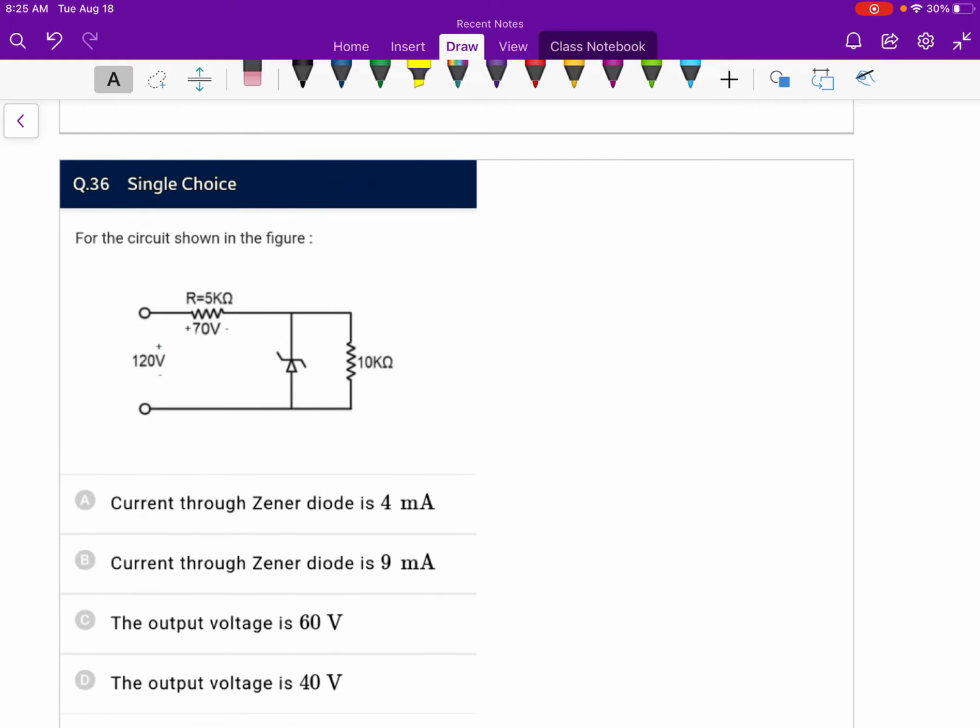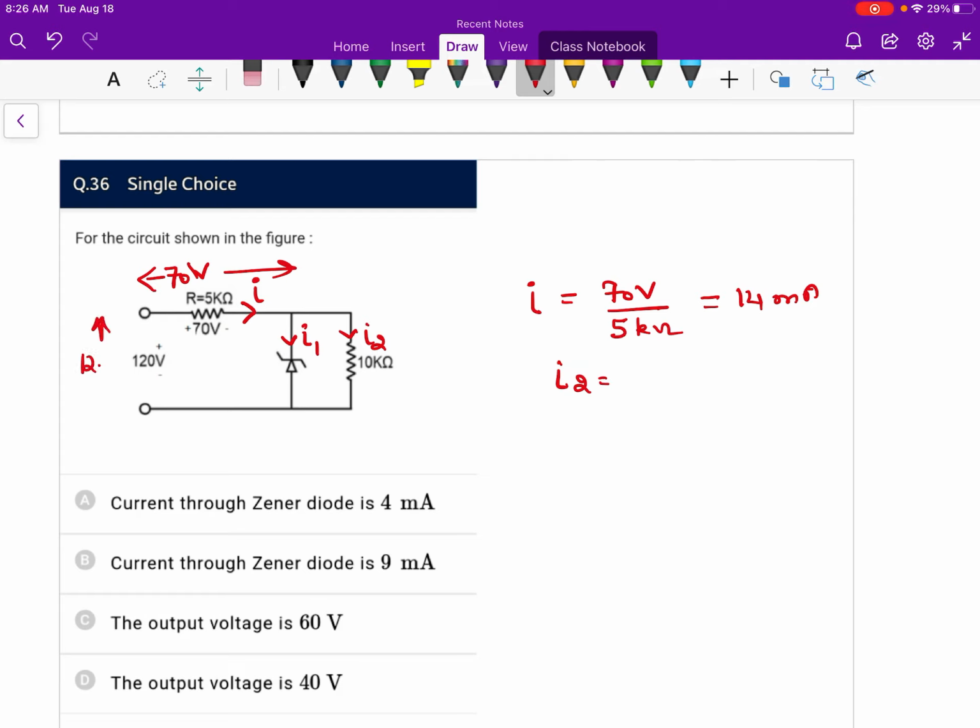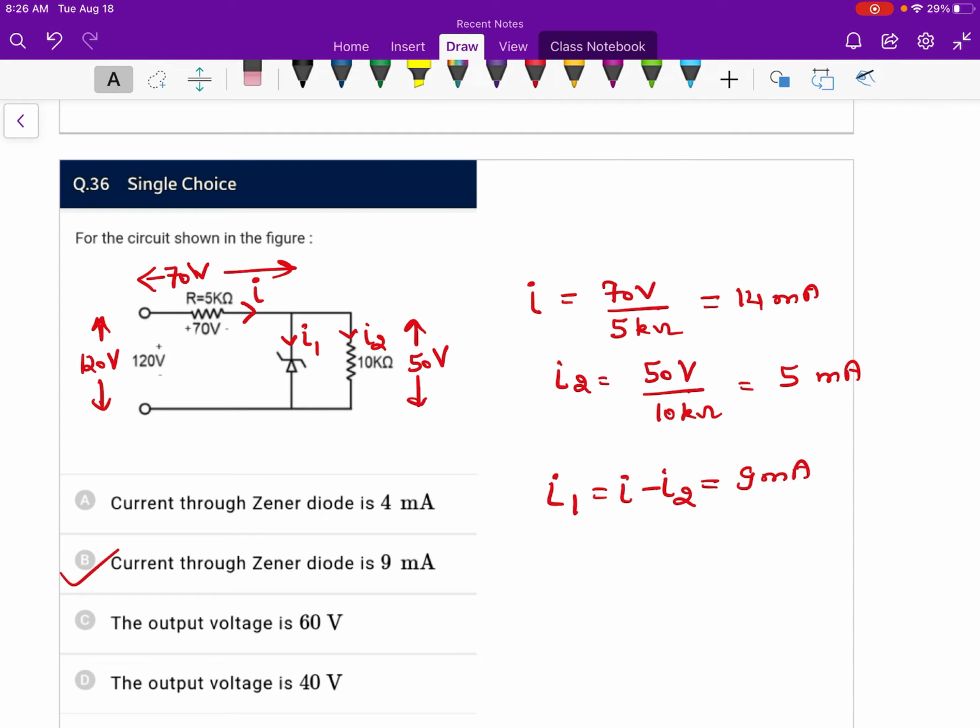For the circuit shown in the figure, find the current through the Zener diode. So we are given, say, this is current I, this is I1 and this is I2. We can calculate I as 70 volt upon 5 kilo ohm, that is 14 milliampere. Since this is 70 volt and this is 120 volt, this should be 50 volt. So we can calculate I2 as 50 volt upon 10 kilo ohm, that is 5 milliampere. Now I1 is I minus I2, that is 9 milliampere. So B is the correct option.